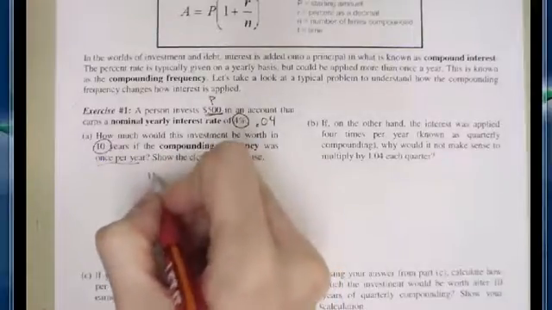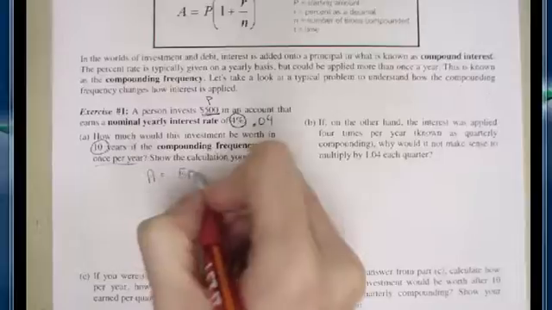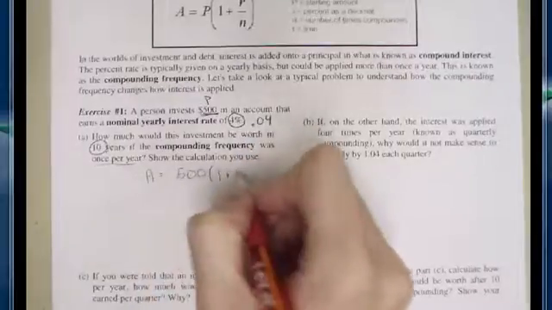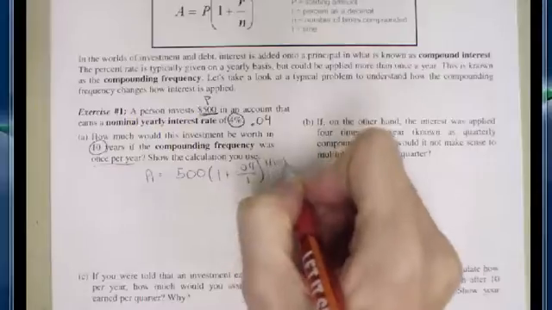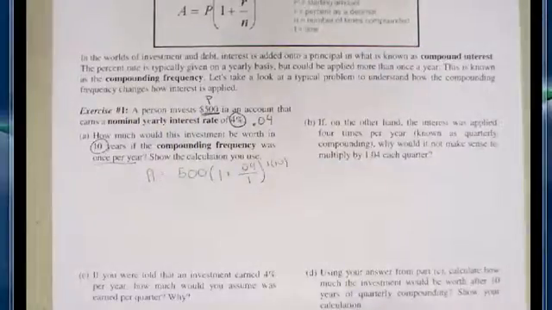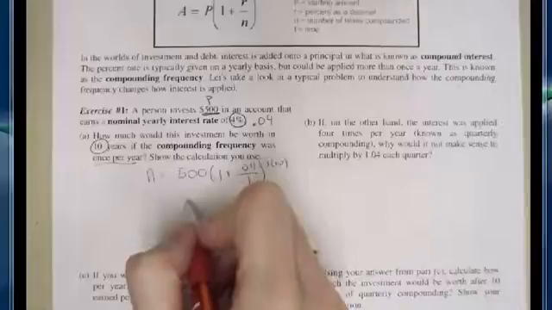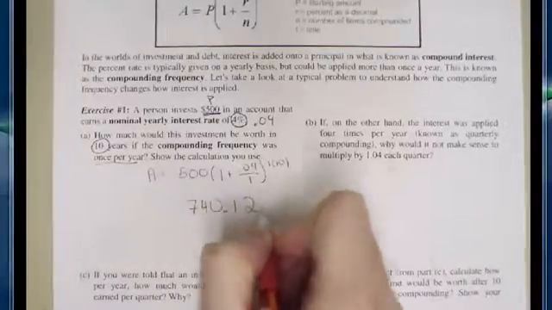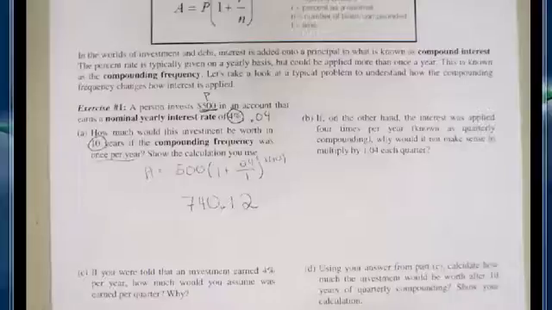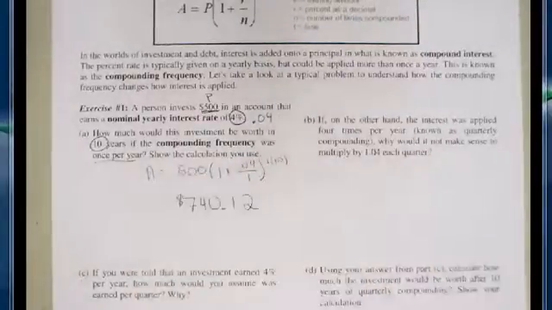So you'll say A equals 500, 1 plus 0.04 over 1, and then 1 times 10. Okay, type that in the calculator. After 10 years, you will have $740.12. It's never going to say what to round to when money's involved because you know it's nearest hundredth.